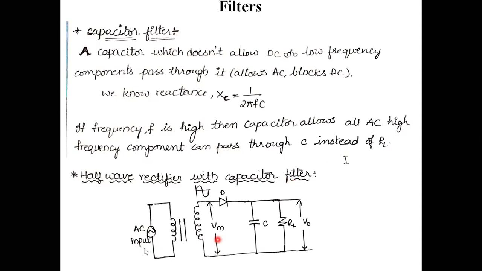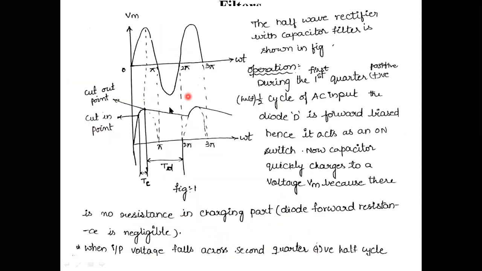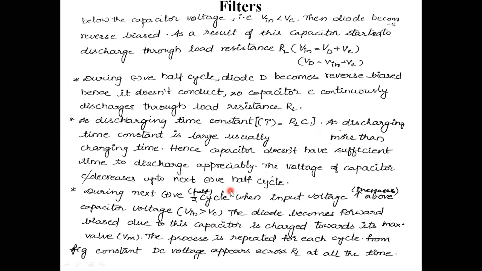Okay, same circuit diagram. One capacitor is placed before the load resistance RL, and we can analyze the circuit with respect to this diagram, that is the cut in point and cutout point. From the cutout point to the cut in point, this is the discharging time. If Vin is less than Vc, then the capacitor is in discharging position and the diode is in reverse bias position. I can treat that time period as TD here.